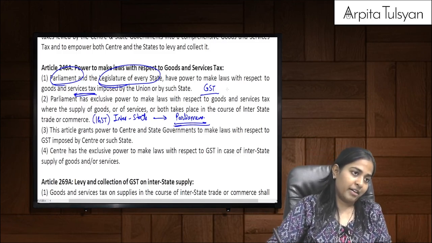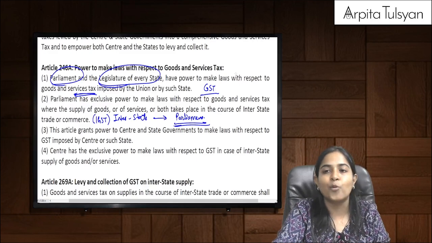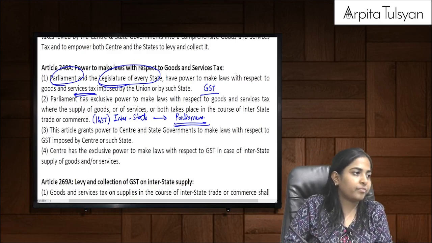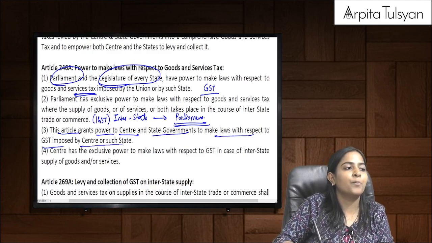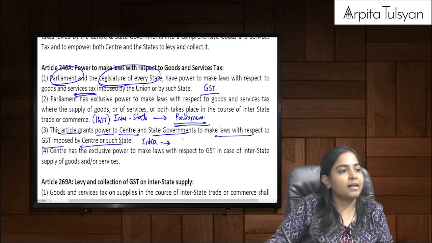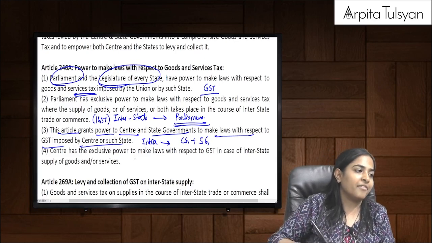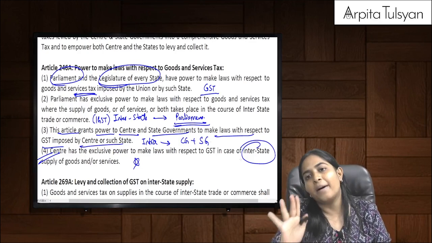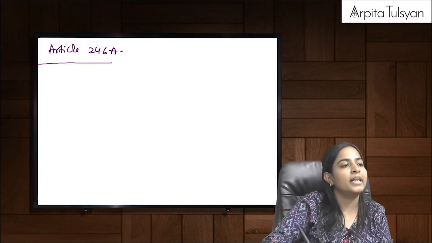When intra is applicable, that is CGST as well as SGST, then both of them will have the rights to make the laws. See, here it is: this article grants power to the center and state to make laws with respect to GST imposed by the center or such state. So whenever it is intra, both the central government as well as the state government have the powers to make the laws. But whenever it comes to interstate, who has the powers? Only parliament. Only the central government has the powers to make the laws. That is told in article number 246A.